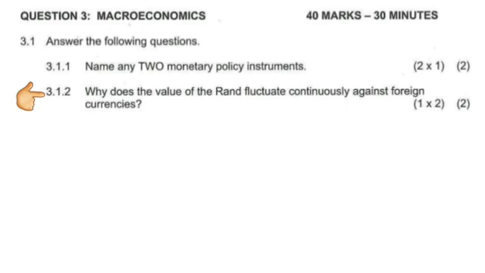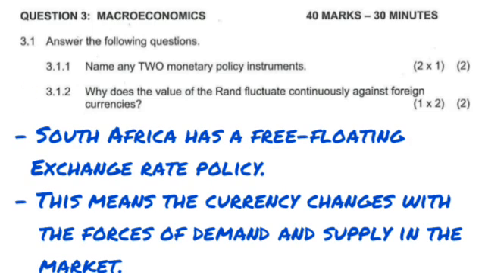Then in the next question in 3.1.2 it says, why does the value of the rand fluctuate continuously against foreign currencies? So it's introducing us into international trade, but it can also affect your business cycle because it talks about the economy of the country. So it says that South Africa has a free floating exchange rate policy. This means that the currency changes with the forces of demand and supply in the market.